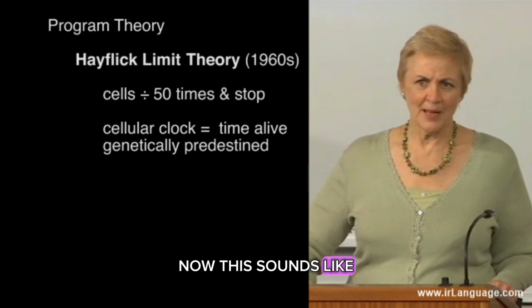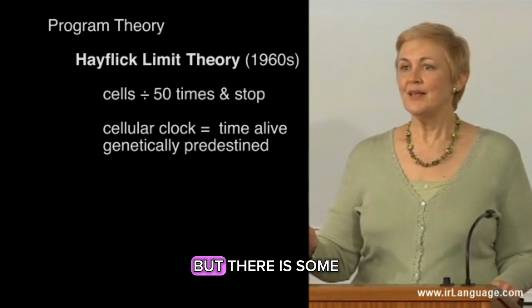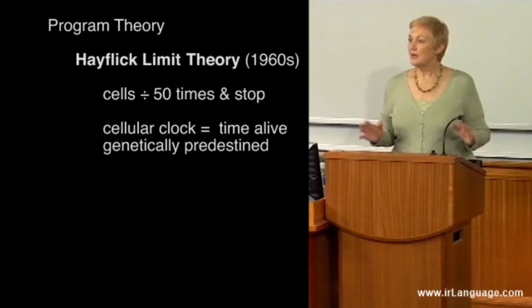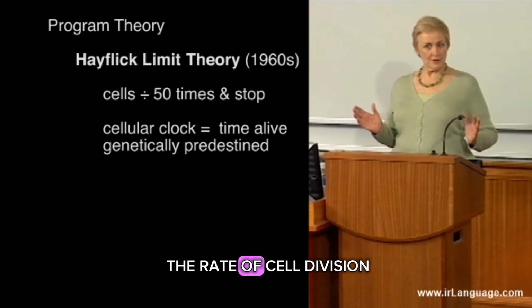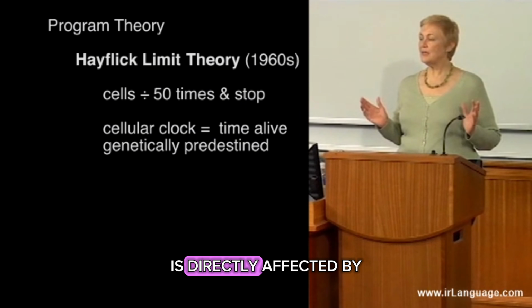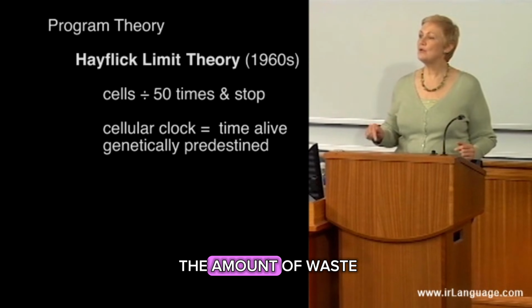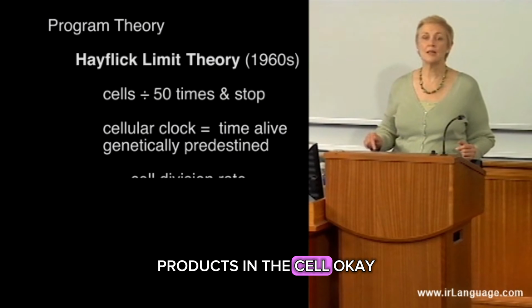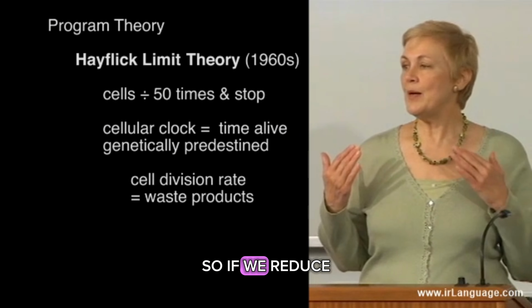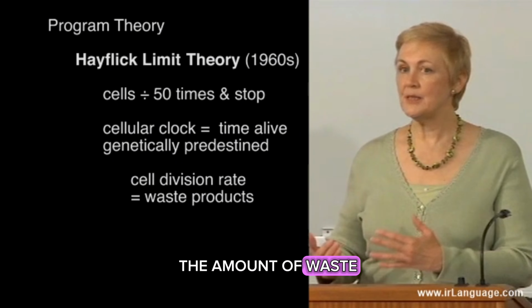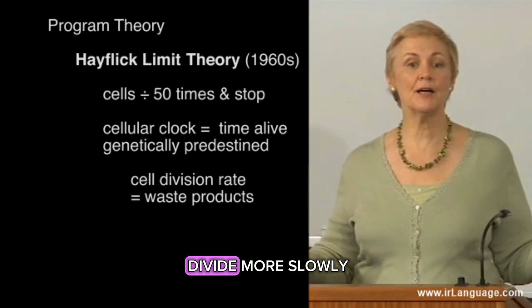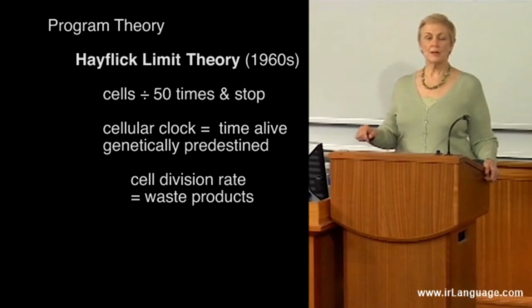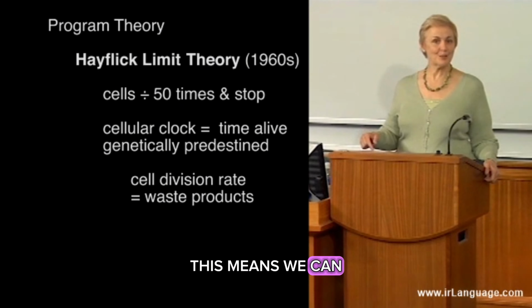Now, this sounds like bad news, right? But there is some good news here, and here it is. The rate of cell division is directly affected by the amount of waste products in the cell, okay? So if we reduce the amount of waste, then the cells will divide more slowly. This means we can slow the hands of the clock and live longer.